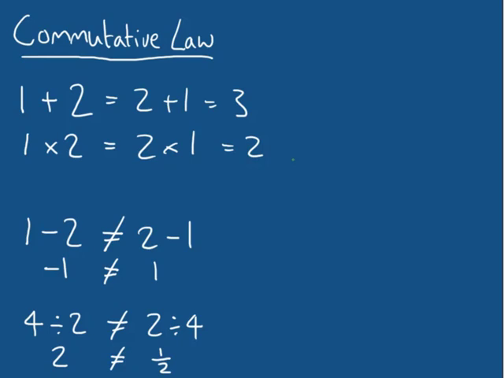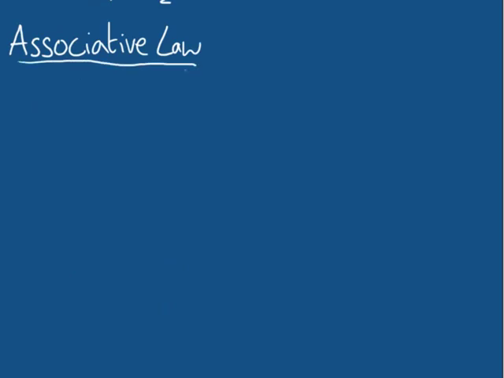So that's the commutative law, the simplest in my opinion of the three laws. Let's take a look now at the associative law, and that is spelt A-S-S-O-C-I-A-T-I-V-E, the associative law. And this law is also pretty simple. It just states that if you're adding together a series of numbers or multiplying a series of numbers, then it doesn't matter how you group those numbers together, you will always get the same result.